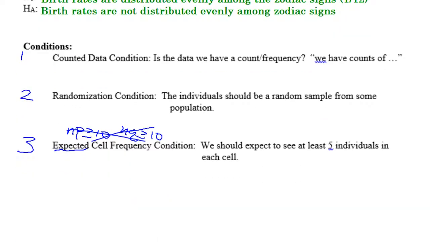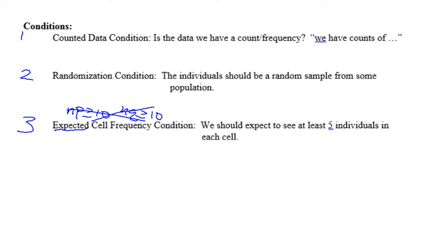So now the conditions. These conditions are going to be the same for all 3 types of chi-squared tests. So I'm only going over goodness of fit in this video, but we'll talk about the other ones in the next video. So the first condition is basically just stating that you have counted data, that the data that you have is a frequency of some sort, and so you might say something like, we have counts of people's zodiac sign, or the different types of zodiac signs.